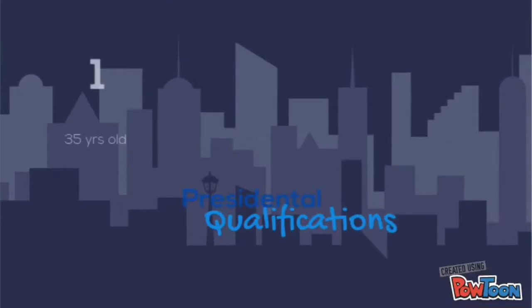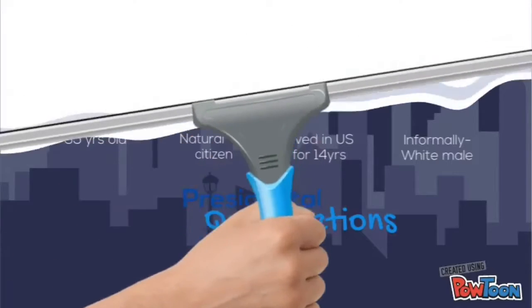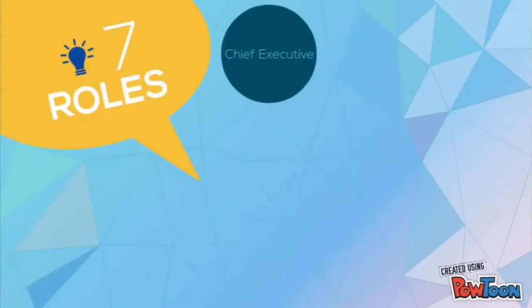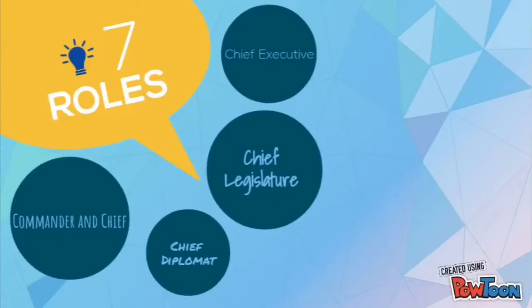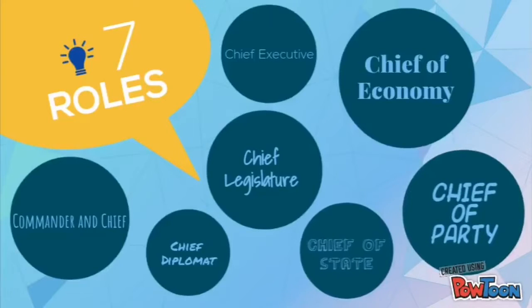There are 3 formal qualifications for presidency. He must be at least 35 years old. He must have lived in. There are 7 rules of the presidency: chief executive, commander-in-chief, chief diplomat, chief legislative, chief of the economy, chief of party, and chief of state.